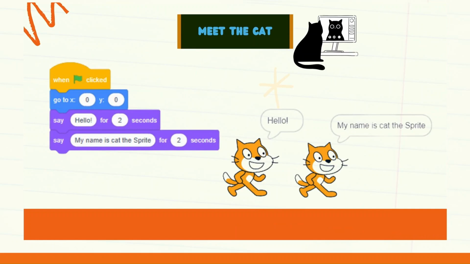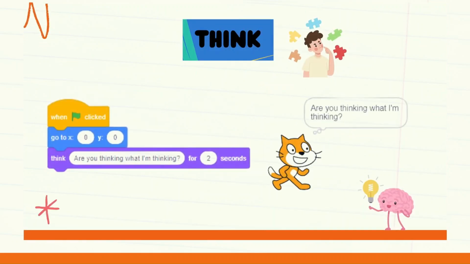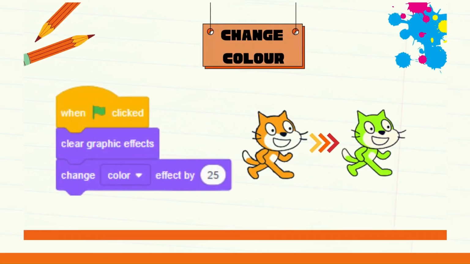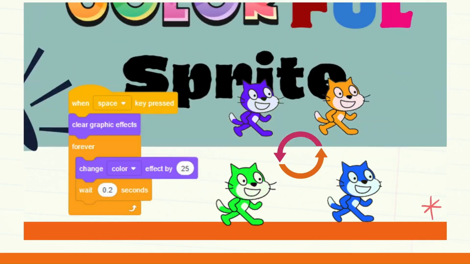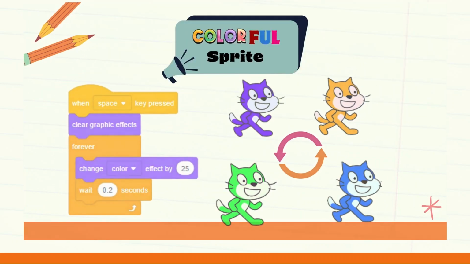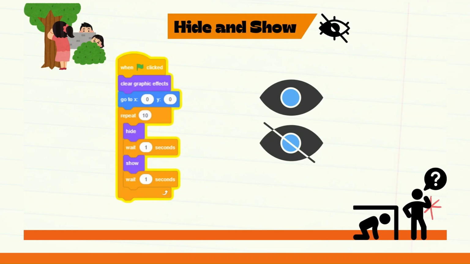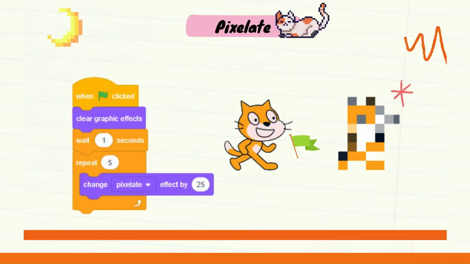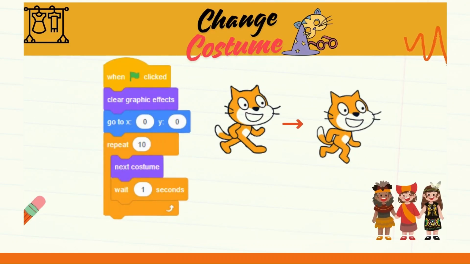We started to play with our cat and there we first greet our cat, then how it is going to think, its different features such as we can change its color, we can make it a colorful sprite, we can just hide it and then show it, and then pixelate effect and many more. So I hope this all is very much clear to you. Now we are going to look at some more interesting features which we are going to explore in this video.